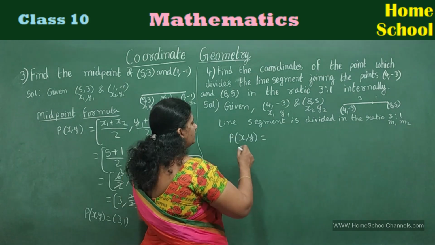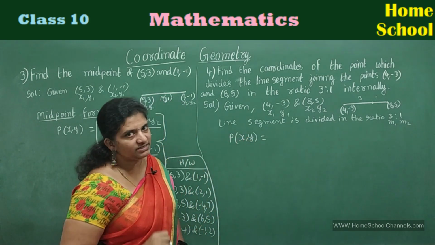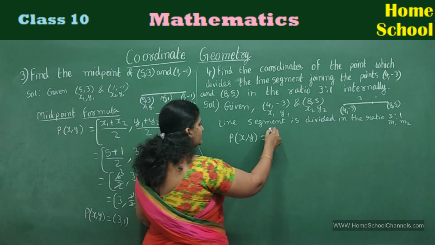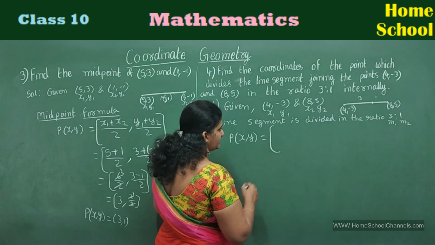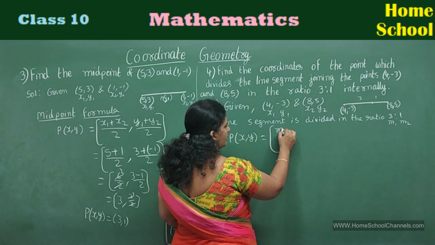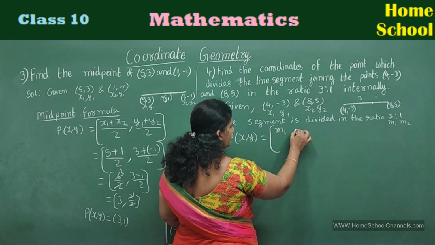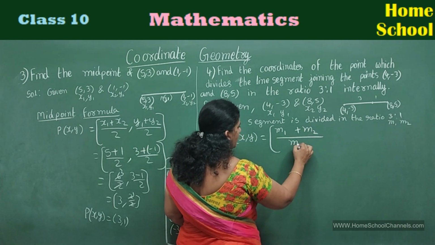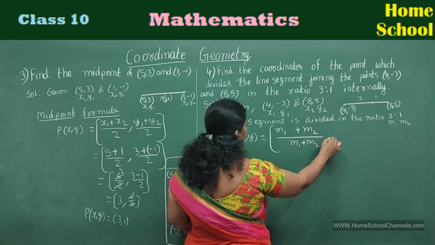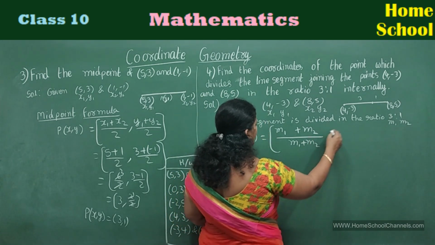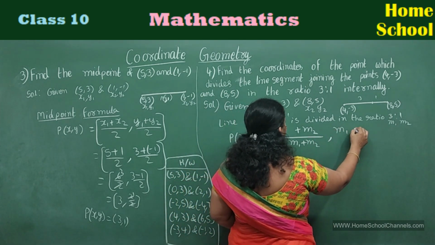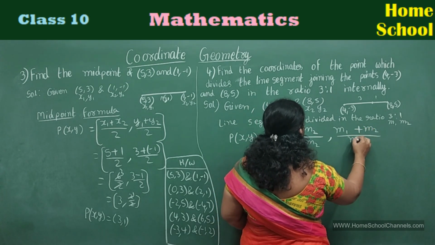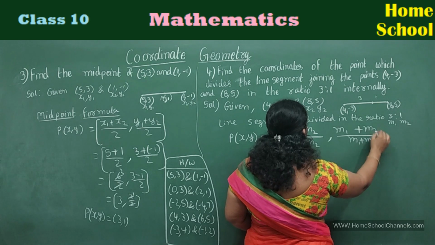The point which divides the line segment, we are going to find by using section formula. What is that? How to remember this formula easily? See your children. m1 leave space plus m2 by m1 plus m2, comma, same manner, m1 leave space plus m2 by m1 plus m2.